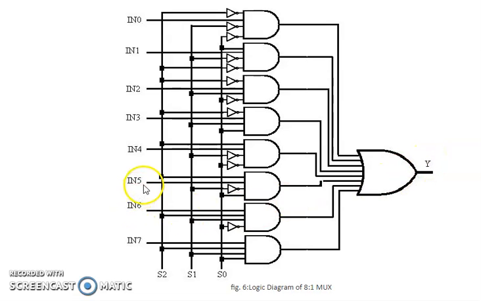It all depends on whether we are providing 0 here or 1 here. If you provide 0, we'll get that 0. If you provide 1 here, we'll get that 1.